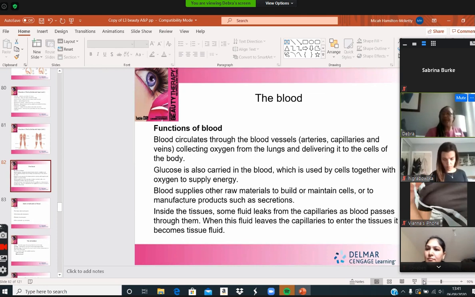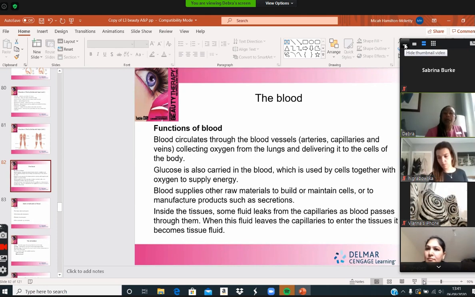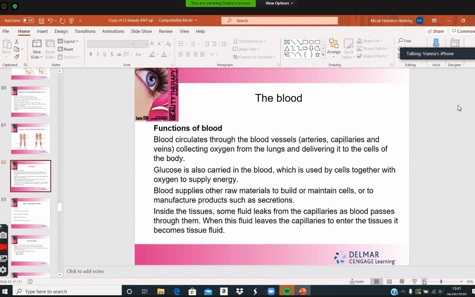Okay, so function, the blood. What are functions of blood? Blood circulates through the blood vessels, arteries, capillaries, and veins, collecting oxygen from the lungs and then diverting it into the cells of the body. Glucose is also carried in the blood, which is used by cells together with oxygen to supply us with energy. So when you think, oh gosh, I'm really tired, really feeling flat, and you go and get yourself a sweet or a fizzy drink, it just gives you that lovely boost. Yes? So it supplies us with energy.